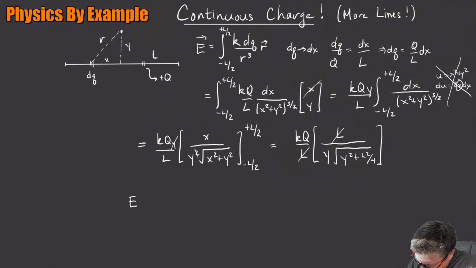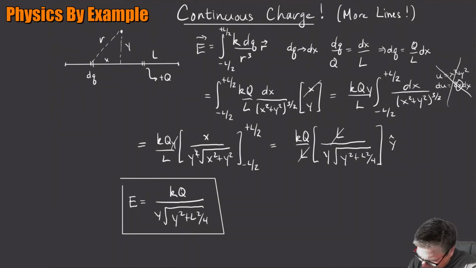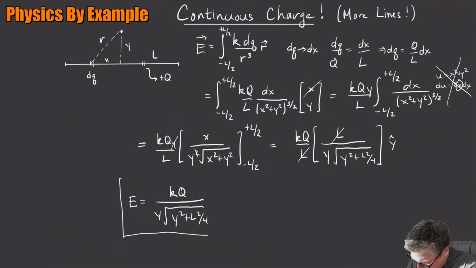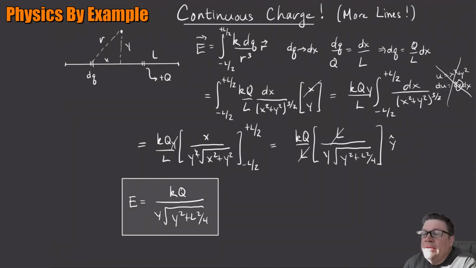The electric field... Oh, I guess I didn't put that in. This is in the y-hat direction, right? So this is going to be kq over, the exact answer is y times the square root of y squared plus L squared over 4. There we go. Don't we want this to look nice in a box? There we go. That's the exact answer. So for some distance y away from the midpoint of a line of charge, boom, we got the electric field right there. Oh, I guess I'll just write in y hat. Okay, no problem.